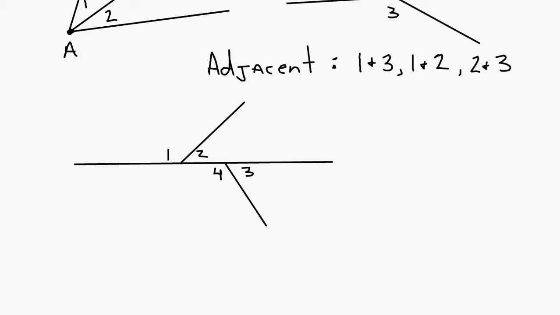2 and 4. 2 and 4 don't share a vertex. Here's the vertex for 2. We'll call this red vertex. Here's the vertex for number 4. That's blue vertex. They don't share a vertex, do they? Okay, so if they don't share a vertex and a side, then they're not adjacent. Got it? Yeah, 2 and 4 are not adjacent. Okay. 4 and 3, 3 and 4, 1 and 2, or 2 and 1 are adjacent in that picture.